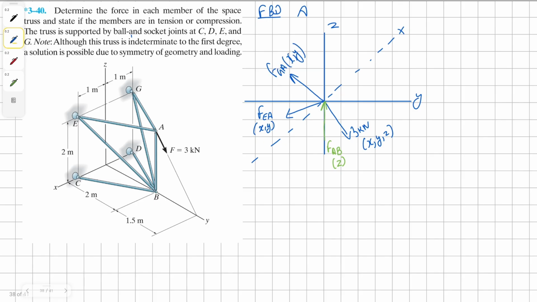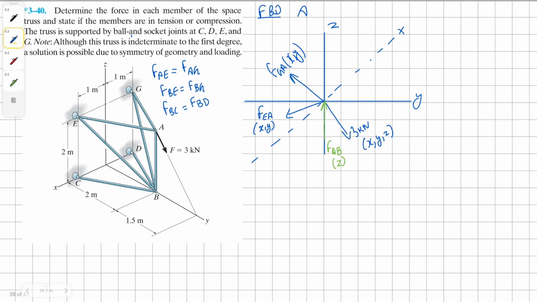One thing I forgot to mention before starting this problem, we have to understand that this structure is symmetrical. And being symmetrical, we know some of the members will be equal to each other. In this case, force in member EA is going to be equal to force in member GA, or we can say AG. Then force in member BE is going to be the same as force in member BG. Similarly, force in member BC is going to be equal to force in member BD.